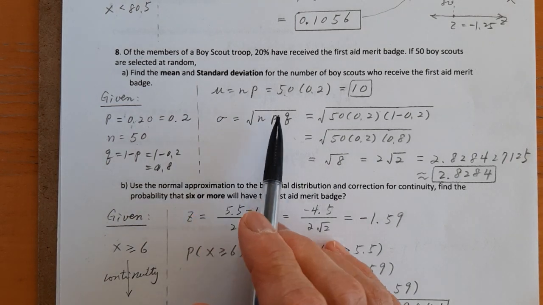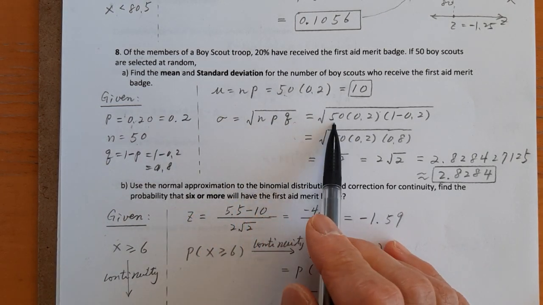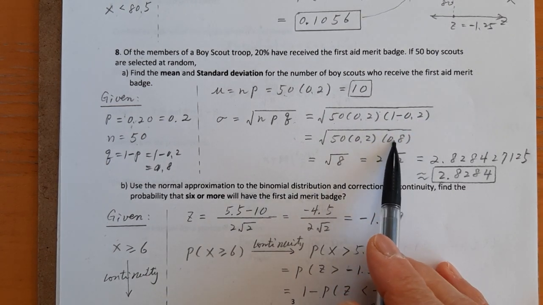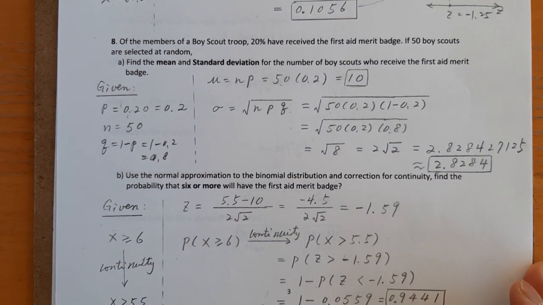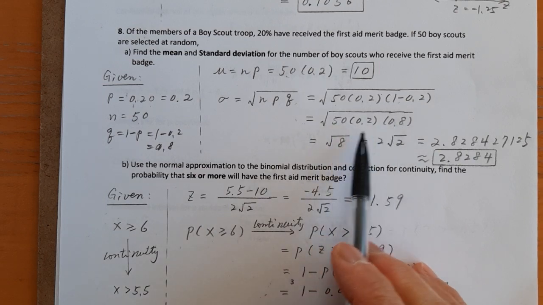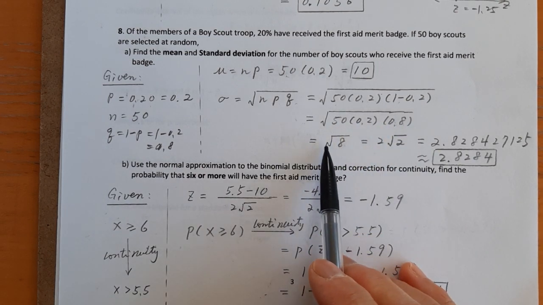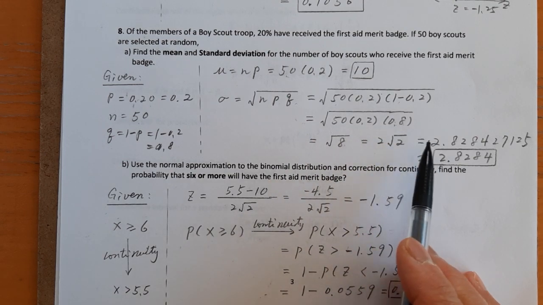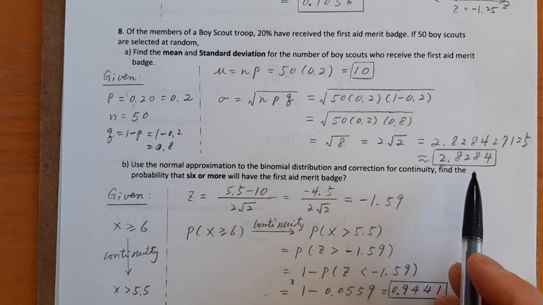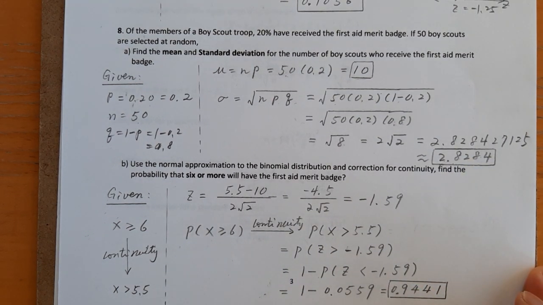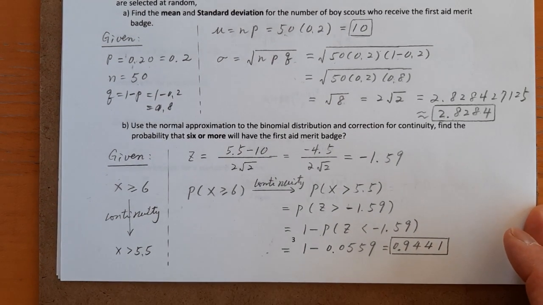And the standard deviation is the square root of NPQ. N is 50, P is 0.2, Q is 1 minus 0.2, which is 0.8. So 50 times 0.2 times 0.8 is 8. Take the square root, it is 2 square root of 2. Using a calculator, you can figure out it is 2.8284 boys. That is the standard deviation.